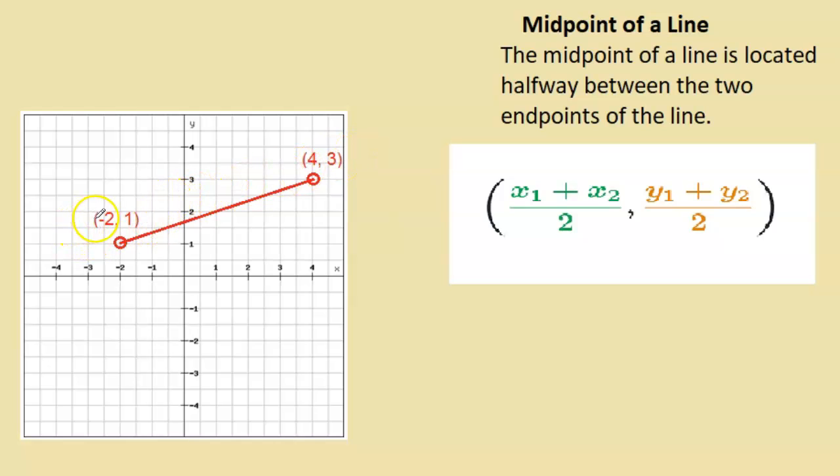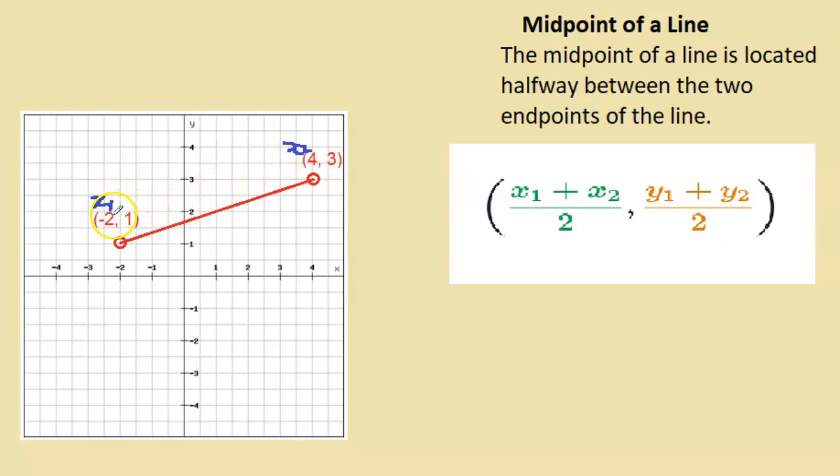So what we normally do is label. It doesn't matter which one you label x1. So these are the x values. The 4 and the -2 represent the x coordinates. Let me call this x1. If you wish, you could have called this x1. It doesn't matter which one. And let me call this x2. But you could have called it x1 if you wish. It doesn't matter which one is x1 and which one is x2.